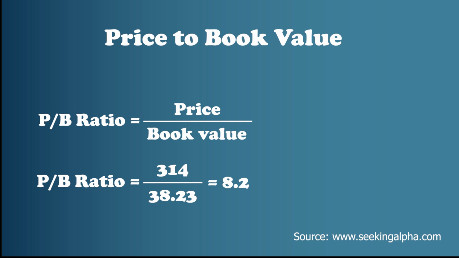That means that for every $1 of book value in the company, you're paying $8.2. Generally, this is a very high price to book ratio. Normally, you would want to see a price to book value of about 1.5 or less. If you remember when we looked at return on equity, it showed us that Novo Nordisk doesn't need that much equity to create income, and that's a good thing. Because that's the case, our price to book value becomes very high.